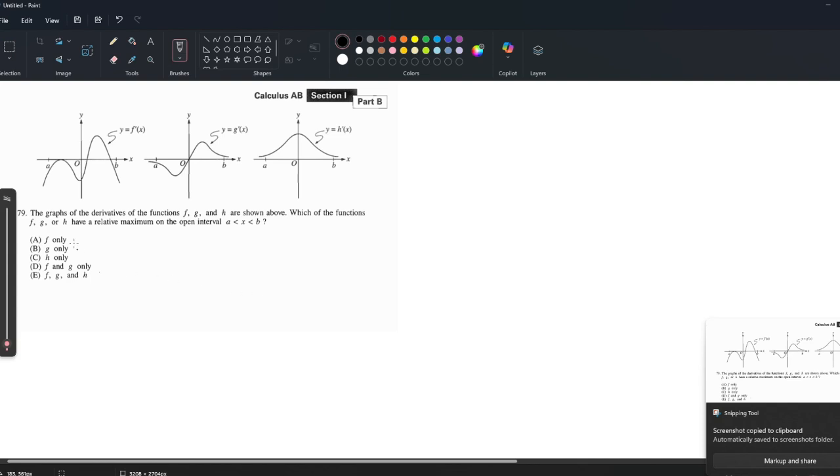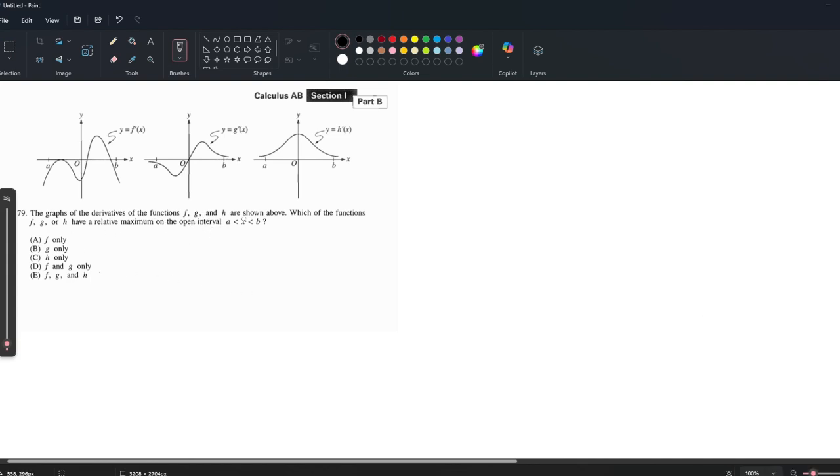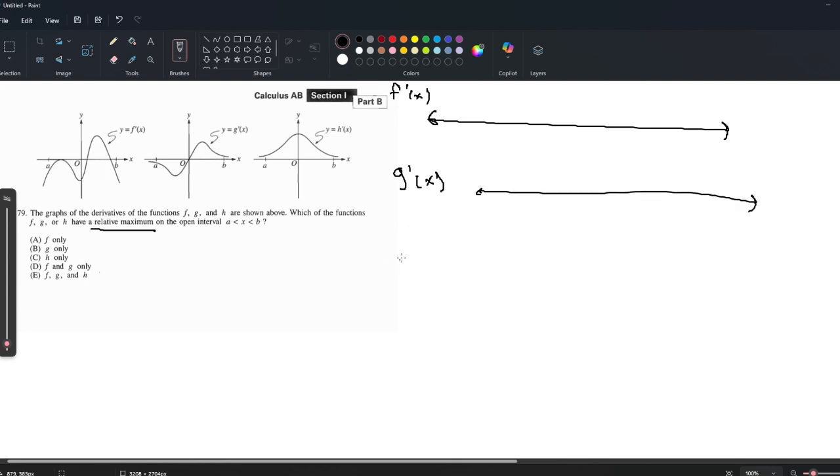79. The graphs of the derivatives of the functions f, g, and h are shown above. Which of the functions f, g, or h have a relative maximum on the open interval a to b? So when do the functions have a relative maximum? Let's make a sign chart for each of our graphs, so we can get an idea of which one's going to have a relative maximum. This is going to be for f prime of x, this sign chart for g prime of x, and this sign chart for h prime of x.